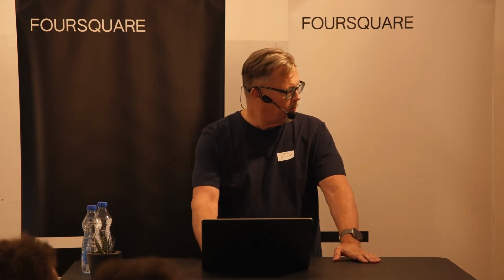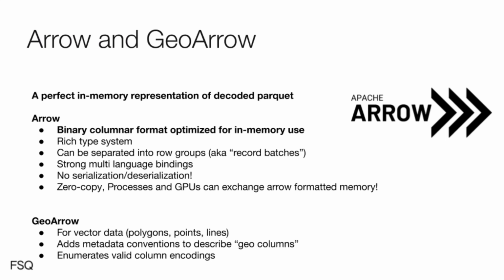There's a complementary format that is also really exciting, and we've been doing a lot of work on this. This is called Arrow and GeoArrow. Apache Arrow is a binary columnar format, but it's not compressed, and it's optimized for in-memory use, which means that the layout of the data on disk is exactly the same as the layout of data in memory. So you can just basically memory map from your network connector this into your CPU memory. There's no serialization, there's no deserialization.